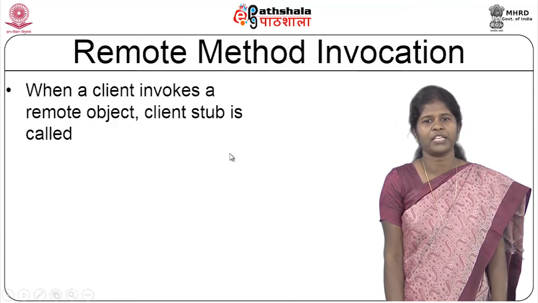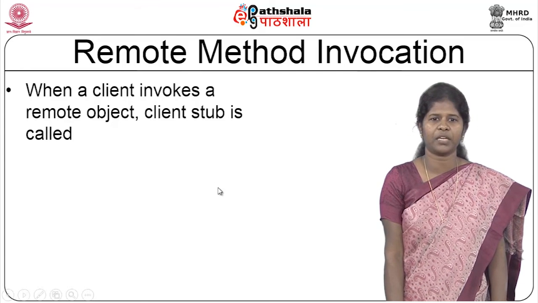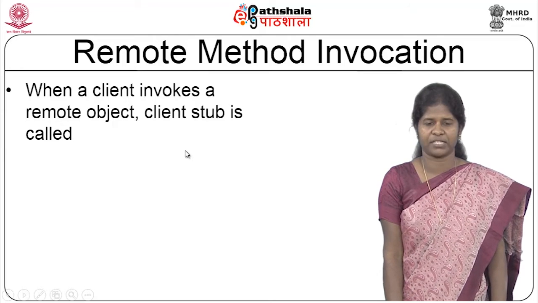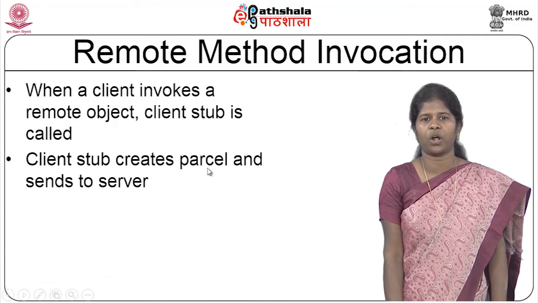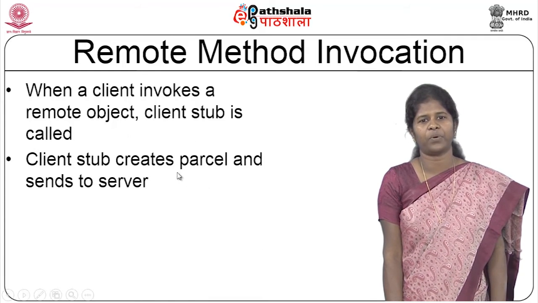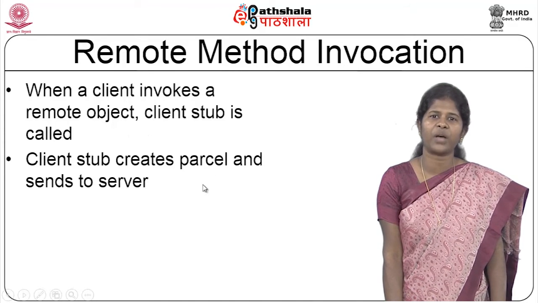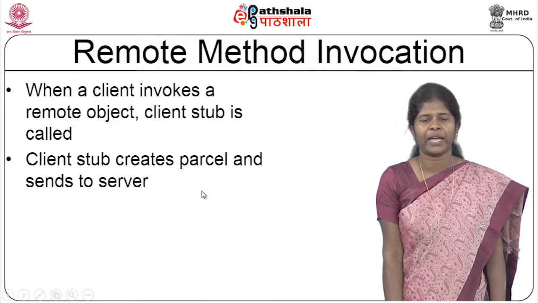So, in the case of remote method invocation, very similar to how you have a stub in RPC, you also have a client stub here on the client side. So, when the client invokes a remote object, this client stub is called, and the client stub will create something called a parcel and send it to the server. This is very similar to marshalling in the case of RPC and sending the information to the server, and here it is called a parcel.